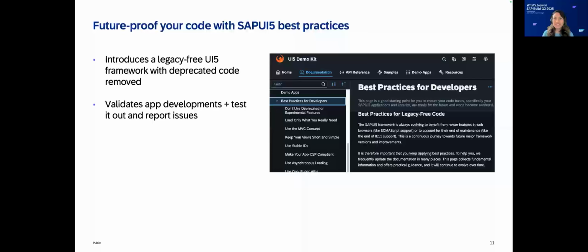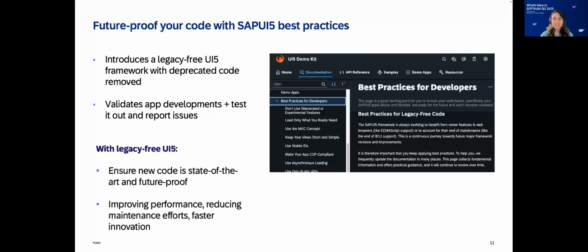So over to UI5. This quarter, we have rolled out a new way to future-proof your code. The team has introduced a legacy-free UI5 framework with deprecated code removed. This basically means that app developers can validate their code for compliance to SAP UI5 best practices in a non-productive environment. They can also report any issues to the UI5 team and provide technical feedback here as well. With this new framework, you can not only test how compliant your existing code is, but also ensure that your new code is state of the art and future proof.